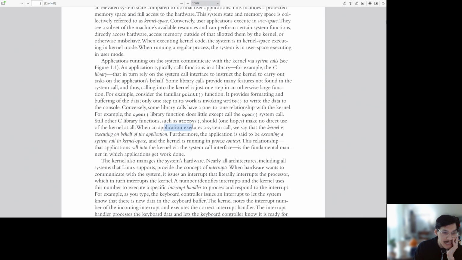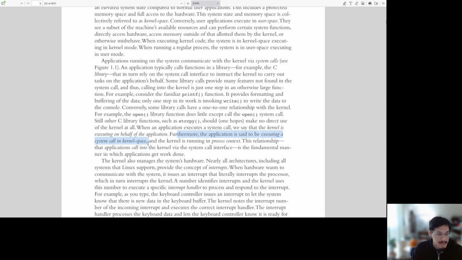So it tells the kernel to do this specific operation for the application. It's kind of like a kid having their mom do something for them. Furthermore, the application is said to be executing a system call in kernel space, and the kernel is running in process context. This relationship, that applications call into the kernel via the system call interface, is the fundamental manner in which applications get work done.